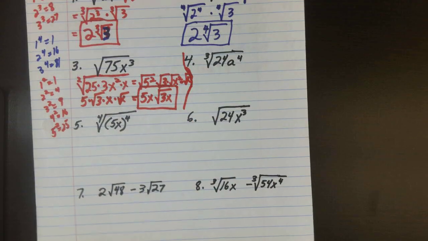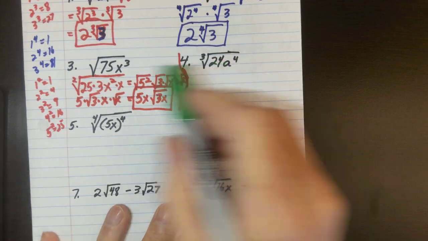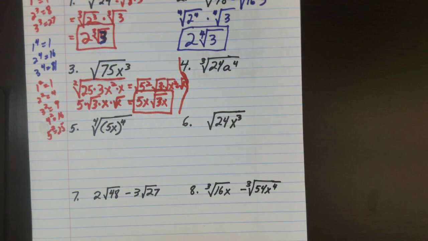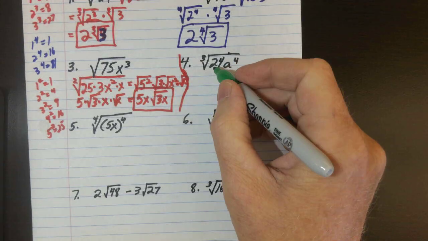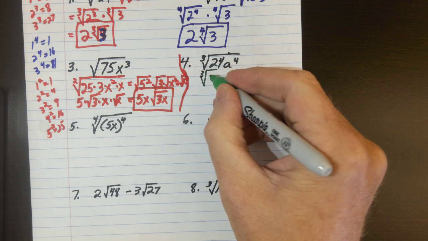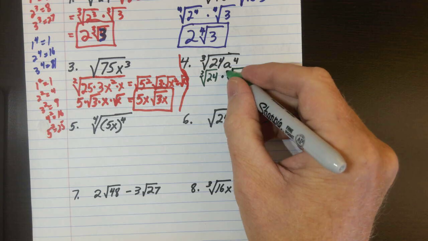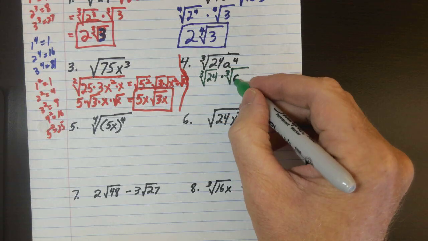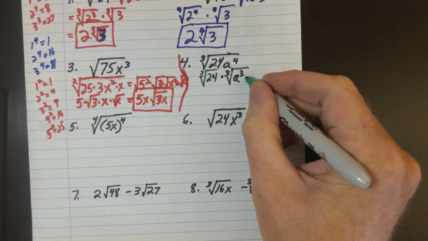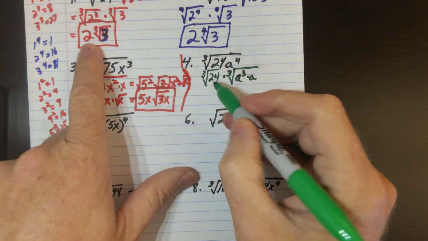All right. Third example. Now we're doing a cube root. Cube roots. 8. I already knew that with the 24. How about we go ahead and cube root of 24 times, and I'm going to split up the cube root of a to the fourth. I'm going to split that up into a to the third times a.